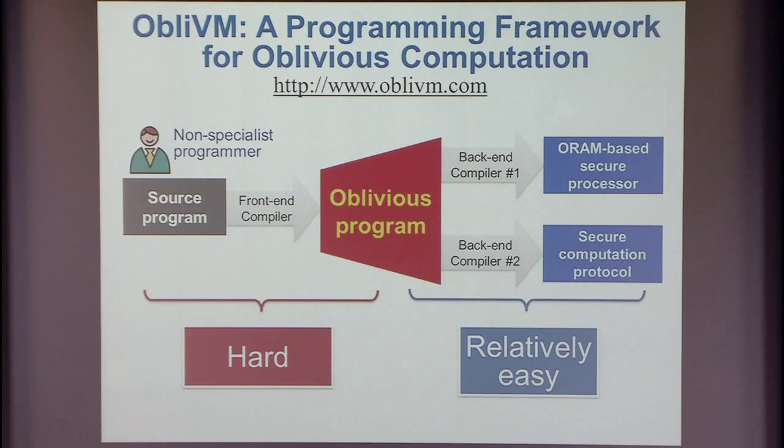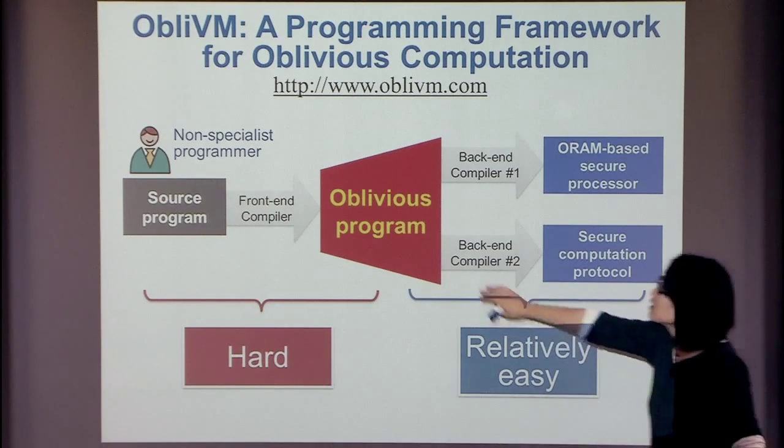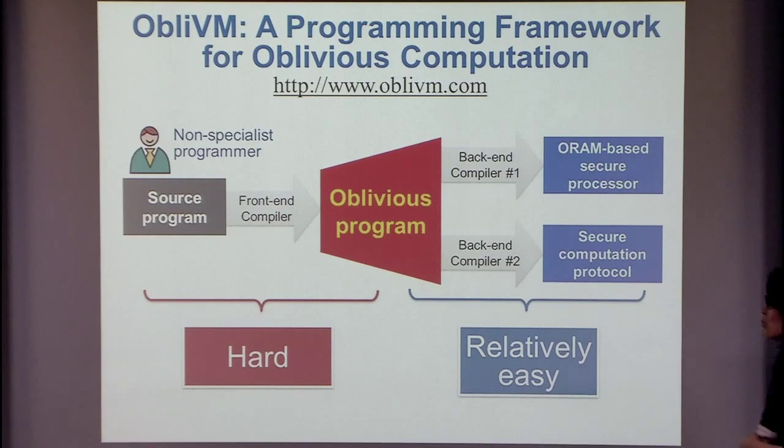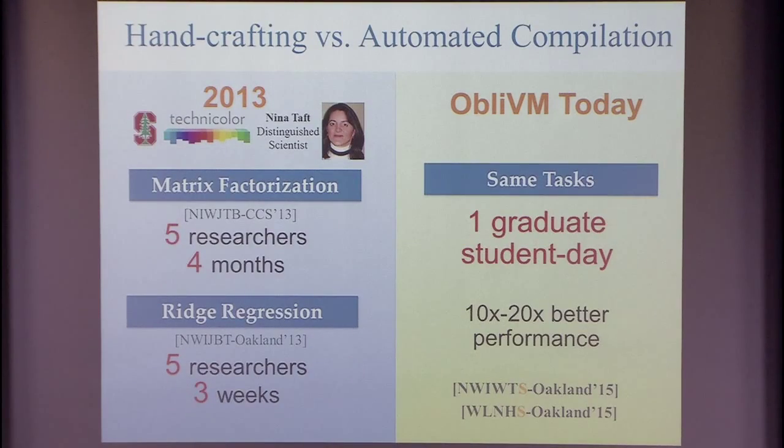Okay, so we have been building this framework, Oblivious RAM. I guess Chang is here. Are you here? No? We basically help the non-specialist programmer write a program, and then we compile it into an oblivious counterpart. Our compiler has been integrated with both the ORAM-based secure processor and on top of a secure computation backend. So this is pretty cool.